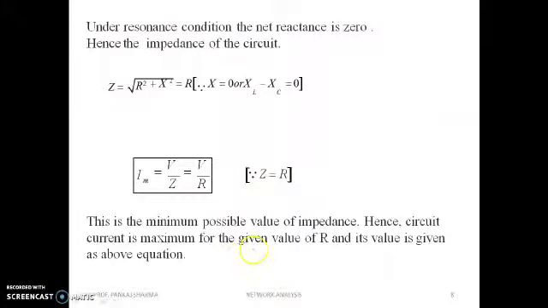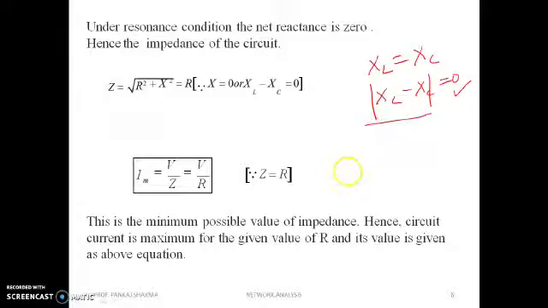Under resonance condition, the net reactance is 0. Of course, the net reactance is 0. That is, XL is equal to XC, so XL minus XC is equal to 0. So the net reactance offered is 0. Hence, the impedance of the circuit, we have seen this, Z is equal to square root of R square plus XL minus XC whole square. So this term has become 0.